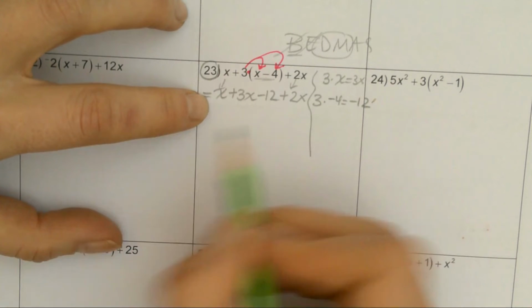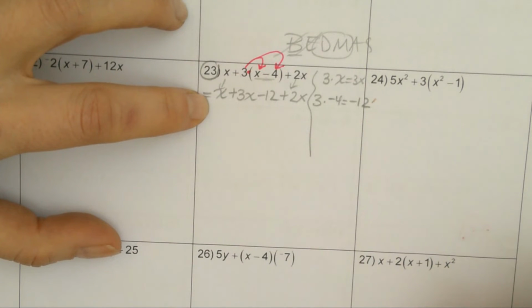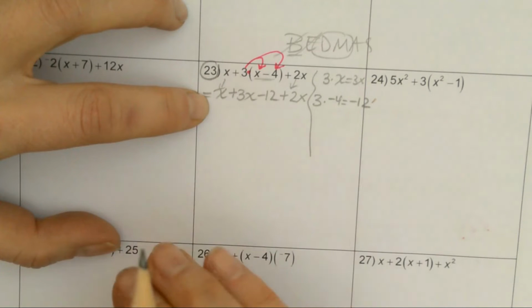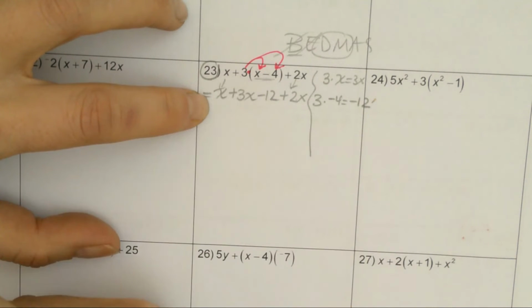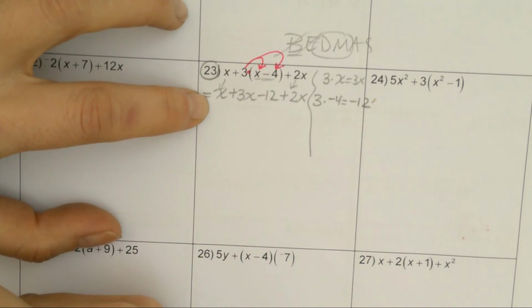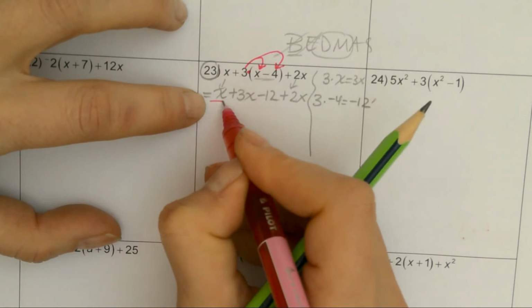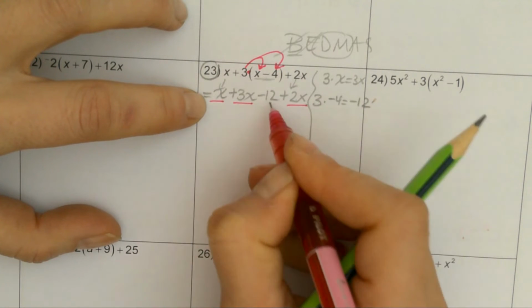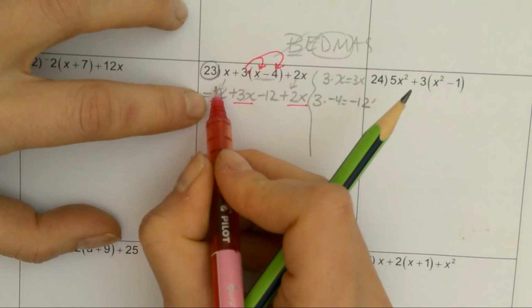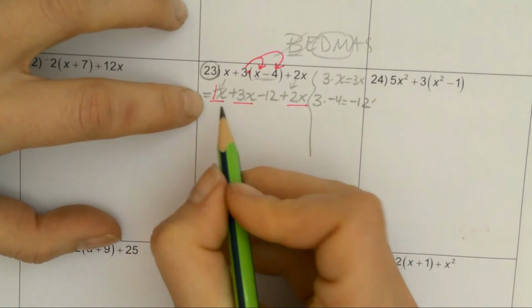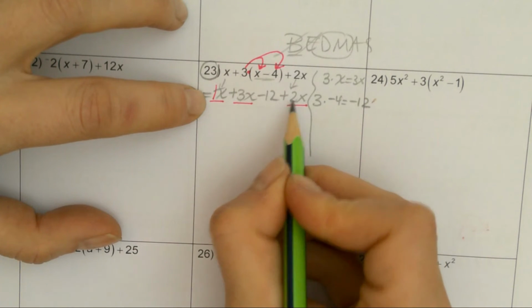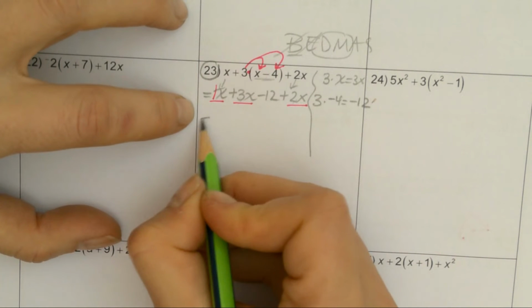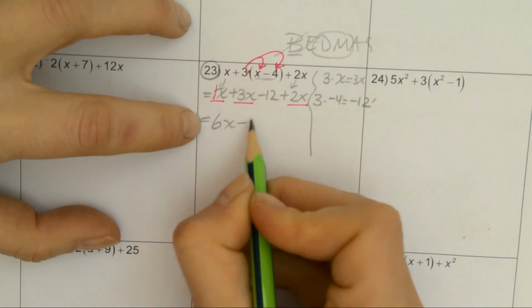So now I have lots of terms. Terms are the same as words. Words in English sentences are like terms in expressions. 1, 2, 3, 4 terms. Which terms can go together? Well, there's an x, an x, and an x. He doesn't have an x, so he can't go with the other ones. This x has a 1 hiding in front. 1x plus 3x plus 2x, that's 5, plus 1 is 6. So I have 6x minus 12.